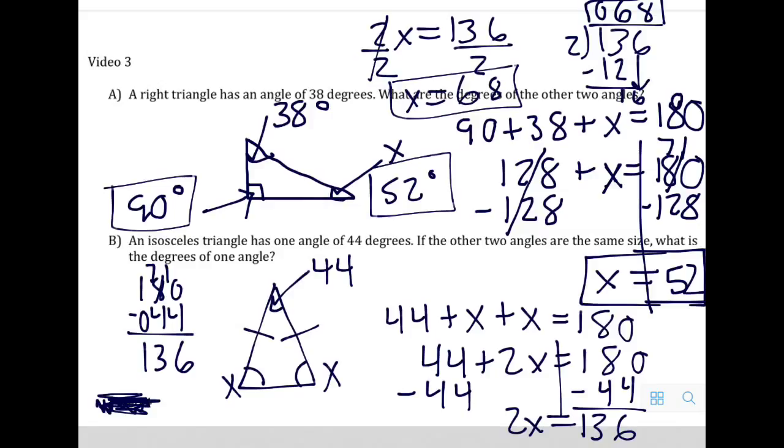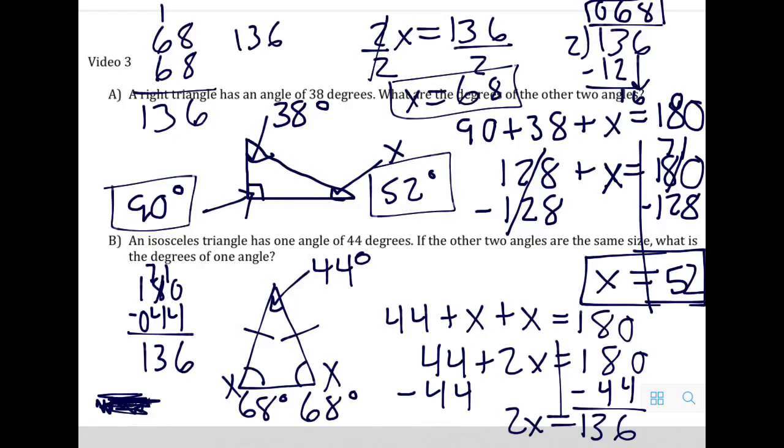So I know that my two missing angles are both 68 degrees. And if I add 68 plus 68 plus 44, I should get 180 degrees. I can check by just adding 68 plus 68. 8 plus 8 is 16. 6 plus 6 is 12, plus 1 is 13, so that's 136. And I just need to add 44. 136 plus 44. 4 plus 6 is 10. 3 plus 1 is 4, plus 4 is 8, bring down the 1, I get 180. So it does work, so my missing angles are 68.